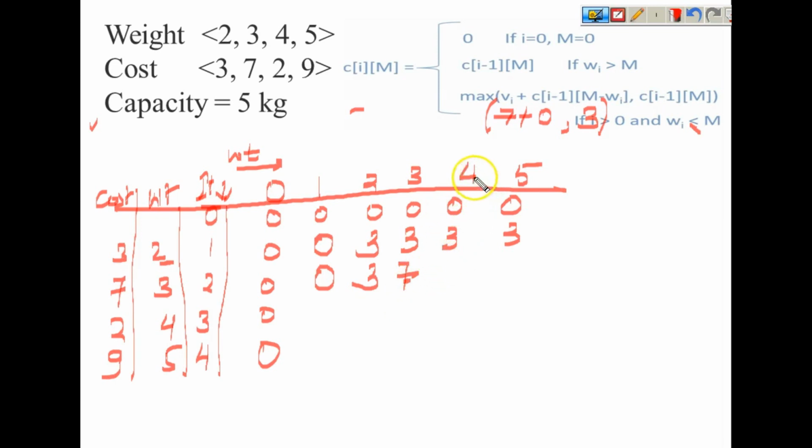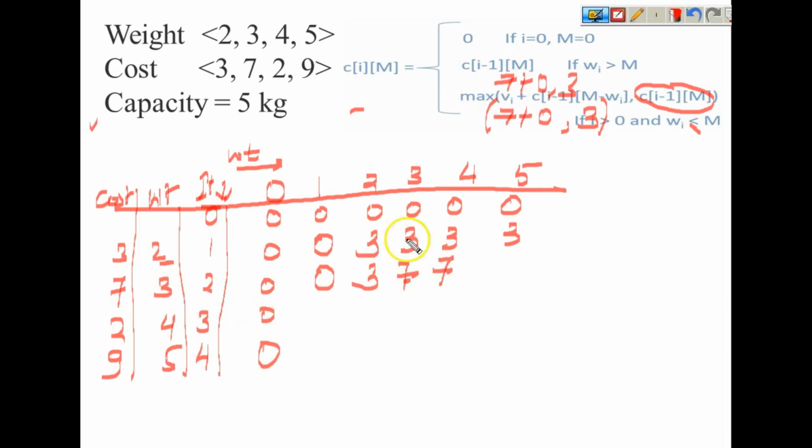The maximum of these is 7, so I am going to write 7. Similarly we go here. Here again the capacity of the knapsack is 4, the item weight is 3, so how to do this? The value of the item is 7 plus 4 minus 3, where 4 is the capacity, 4 minus 3 is 1, so I'll go here and look at the 1 in the previous row, this is 0, and the value of the previous cell is 3. I am going to take the maximum of these, this is 7 here.